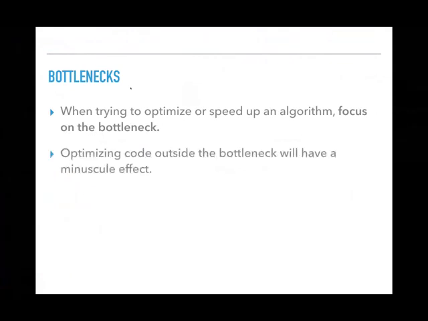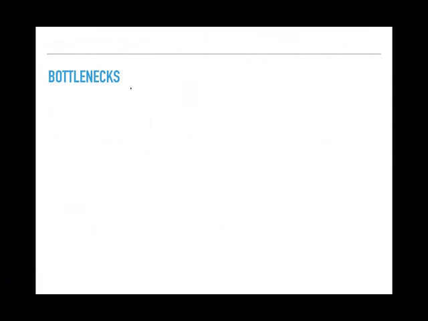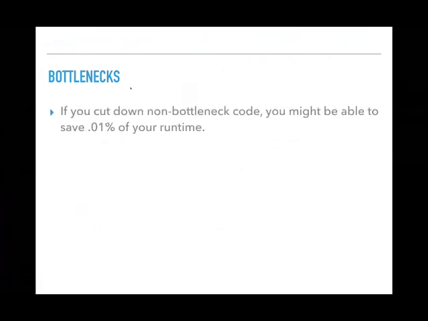And the important thing is that when you're trying to optimize an algorithm or speed it up, whether it be a web app or a program you're running on your machine, you want to focus on the bottleneck. Because if you optimize code outside of that bottleneck, it's not going to make a difference. It's just going to be dwarfed by the amount of time your code is spending in that bottleneck. But if you optimize your bottleneck, that can be huge. It can have huge effects on the runtime of your algorithm.